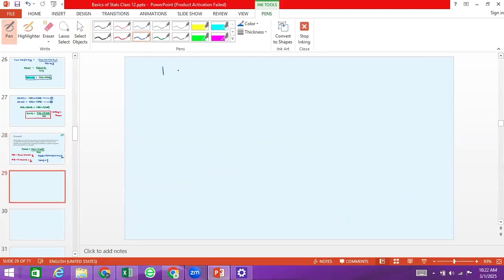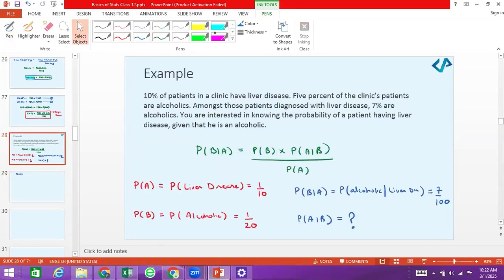I didn't get how you get the B given A. B given A is given here. Among those patients diagnosed with liver disease, the people who have liver disease, 7% are alcoholic, right? So it means that 7% is 7 by 100. Of those patients who have liver disease, given that they have liver disease, what is the probability of alcoholic? 7 by 100. Like we get the same answer if we write it in the formula. Which formula? Like probability of alcohol and liver by probability.